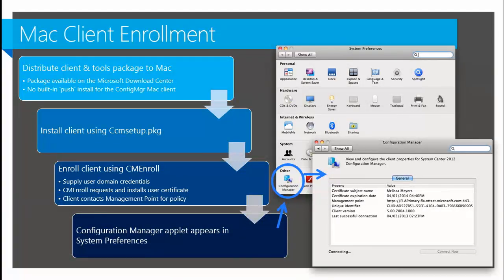Once you download the client, you install the CCM tools, which include CCM setup, using the PKG file that's part of that package we make available on the Download Center. And in that, the user then just provides their corporate domain credentials, and then we do a discovery of the enrollment servers. So we're able to look up the URL, connect out, and do that authentication.